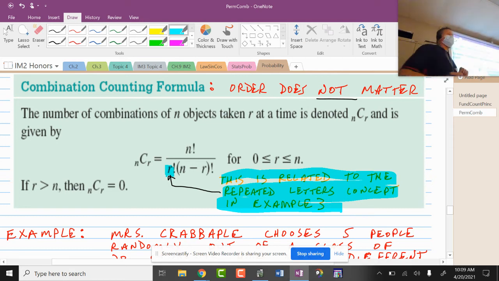So that's the big difference between a combination and a permutation. You have to figure out, does order matter or not, and then choose the right one. All right? And not everything's a permutation and a combination.